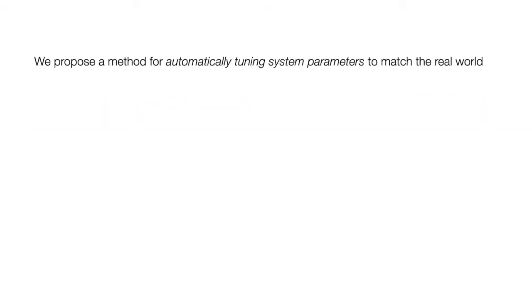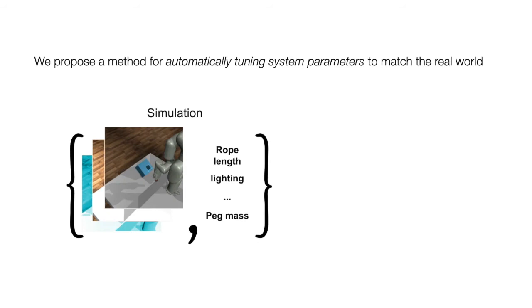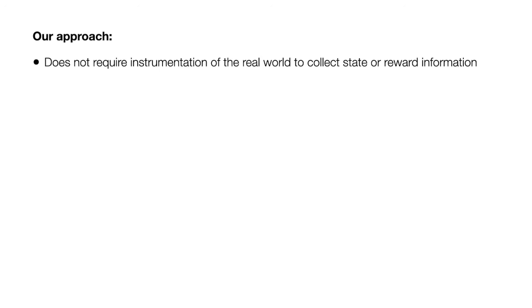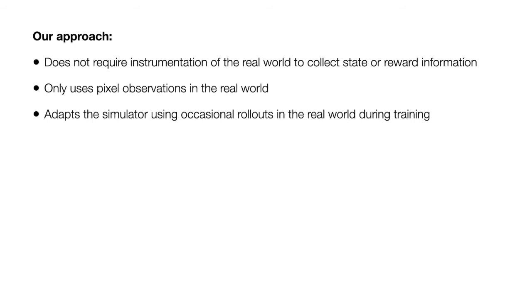In this work, we propose a method for automatically tuning system parameters, both visual and dynamics, to match the real world, thus iteratively closing the reality gap. Our approach does not require instrumentation of the real world to collect state or reward information, allowing us to rely only on pixel-based observations of the real world. As a result, we are able to adapt our simulator using occasional observations in the real world during training.